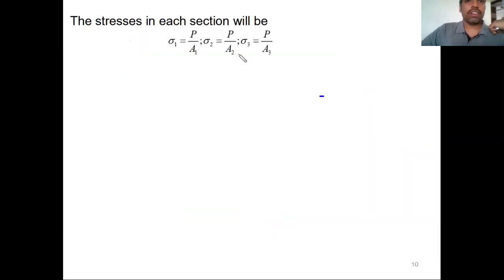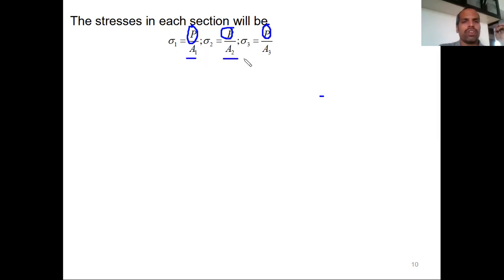The stresses in each section will be sigma 1, meaning the stress in section 1, because there are variable cross-section areas. That's why each section will have different stresses. In the first section, sigma 1 is equal to P by A1, in the second section P by A2, and in the third P by A3. The load is constant for all the sections. It is not different. All the members are subjected to the same load, but due to the different areas of cross section, the stresses developed are different.